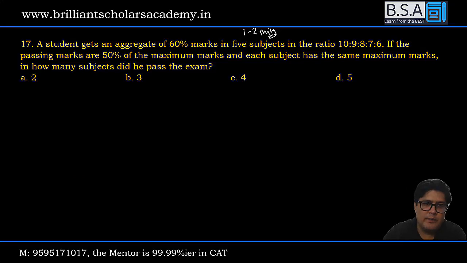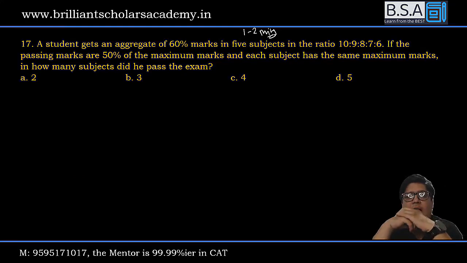A student gets an aggregate of 60% marks in 5 subjects, in the ratio 10 ratio 9 ratio 8 ratio 7 ratio 6. If the passing marks are 50% of the maximum marks and each subject has the same maximum marks, in how many subjects did he pass the exam?